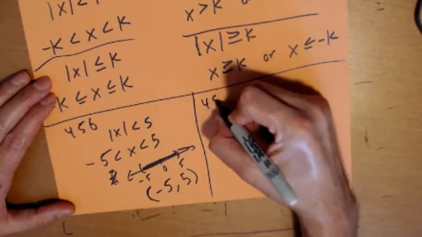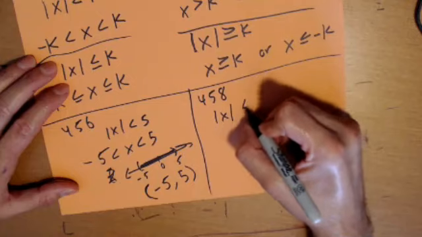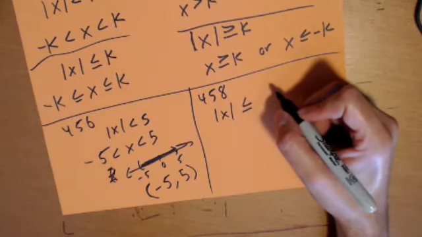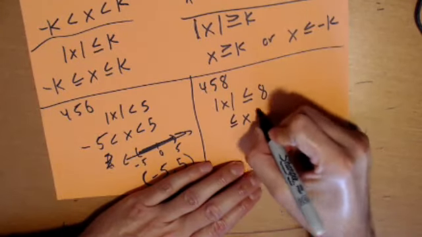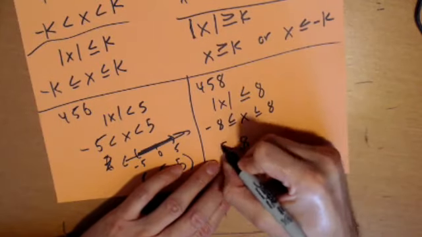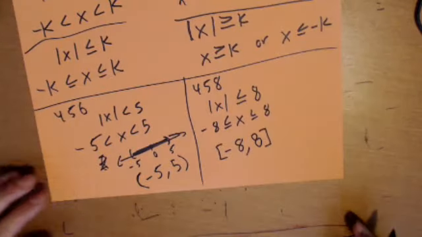458 says absolute value of x. That's not what I wanted. Well, I wrote it down. So that means x between negative 8 and 8. So my final answer would be negative 8 bracket 8. It's just like this one. Just draw the same picture.